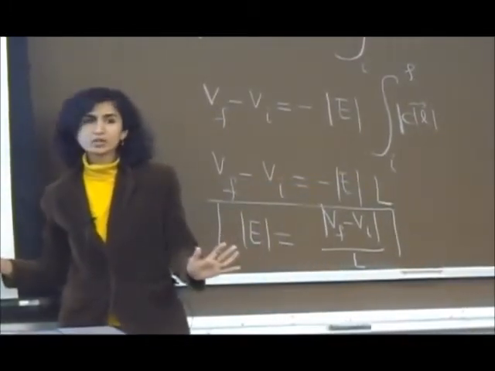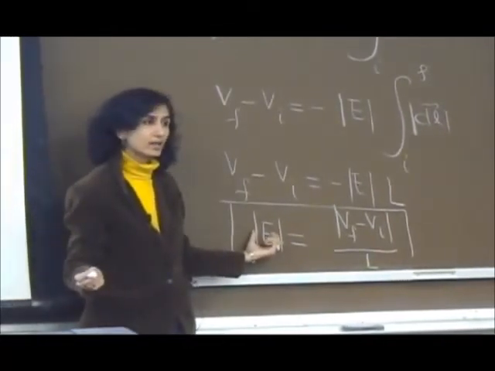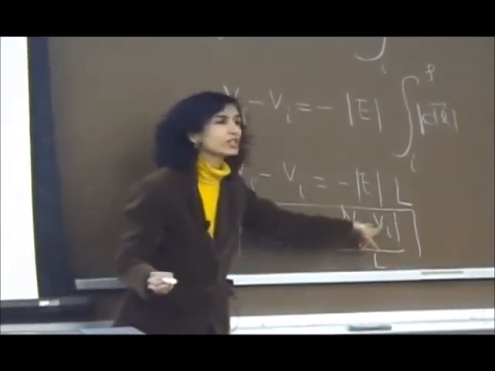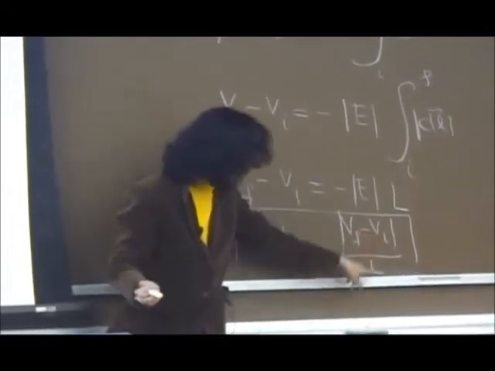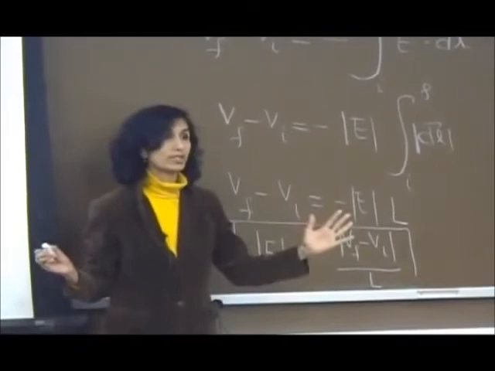The point that I'm trying to make is that the way to figure out what the electric field is, is not just to see what the potential difference is. You also have to see what is the distance between those equipotential surfaces.